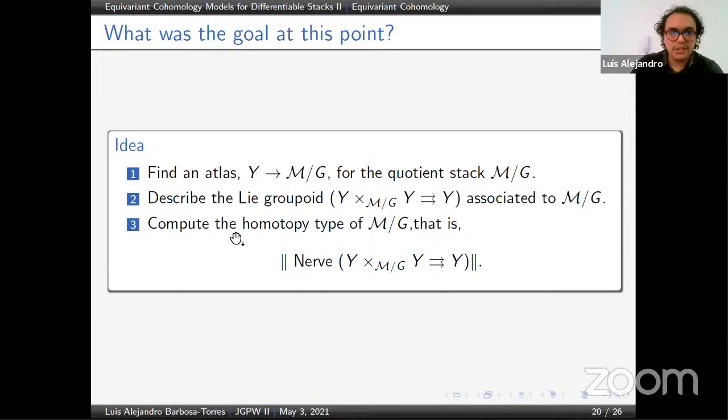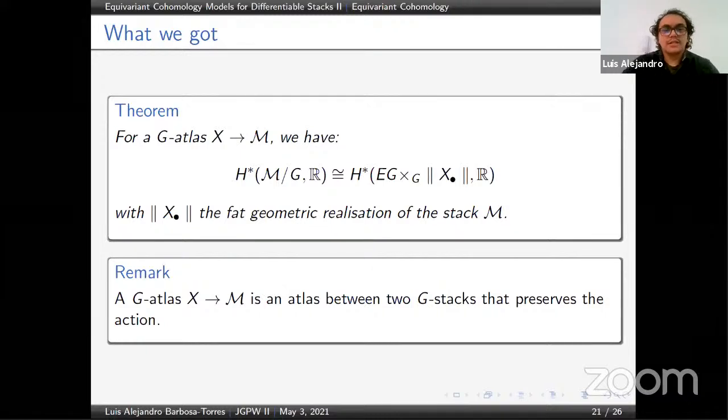And what we got from this was that if we put more restrictions on the atlas, when we have a G-stack here, we can recover the Borel model that we described in the classical case. Which restrictions are there? Well, we ask that X has an action and this atlas has to be an equivariant morphism. Check that, for example, when M is a smooth manifold, all this realization is going to collapse on X, and you are going to get again the Borel model.